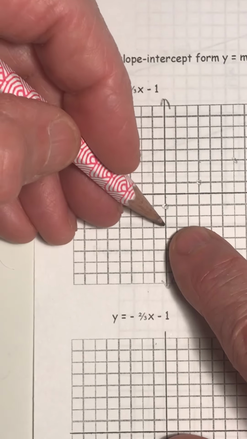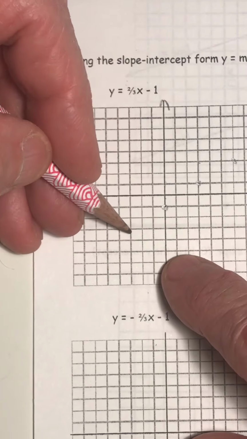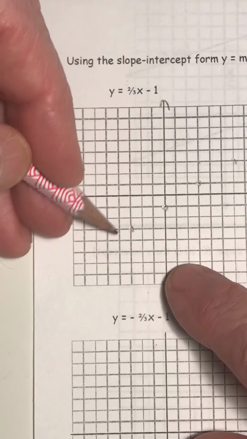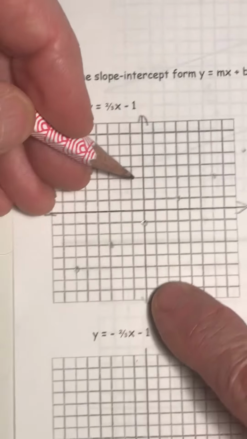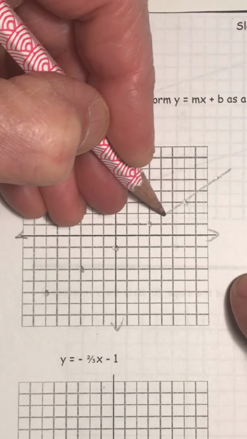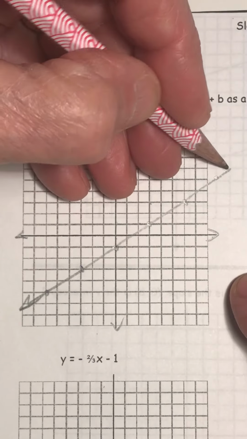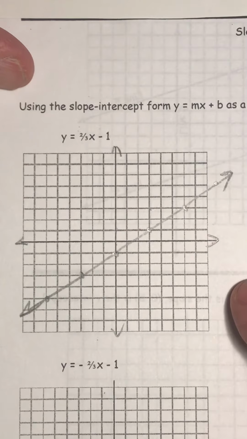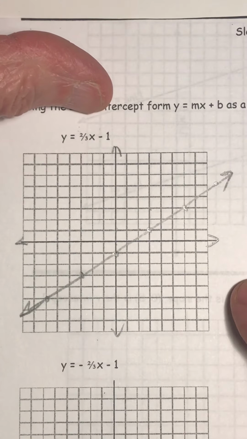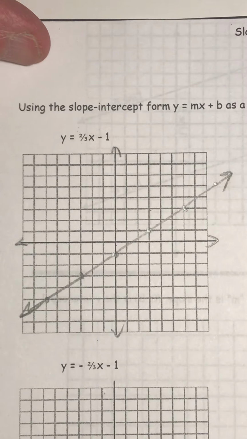The same pattern would work in the reverse direction. I could go down 2 and to the left 3, down 2 to the left 3 again. And now that I've got all these points, even without using a ruler, I can draw a decent graph. So there's the graph of y equals 2/3 x minus 1. Hey, no table, no calculator.